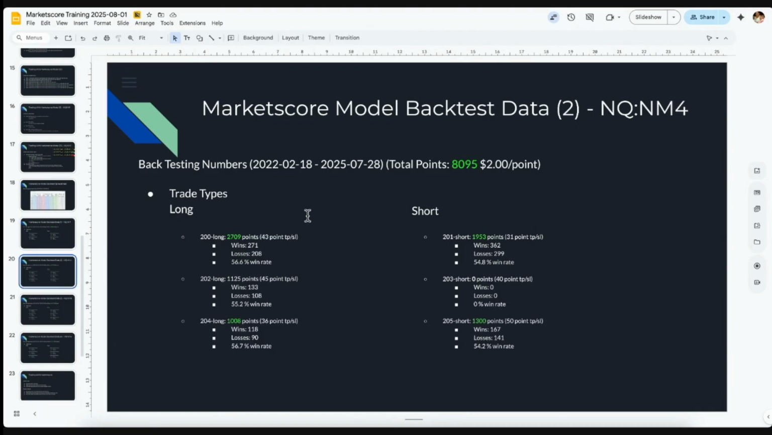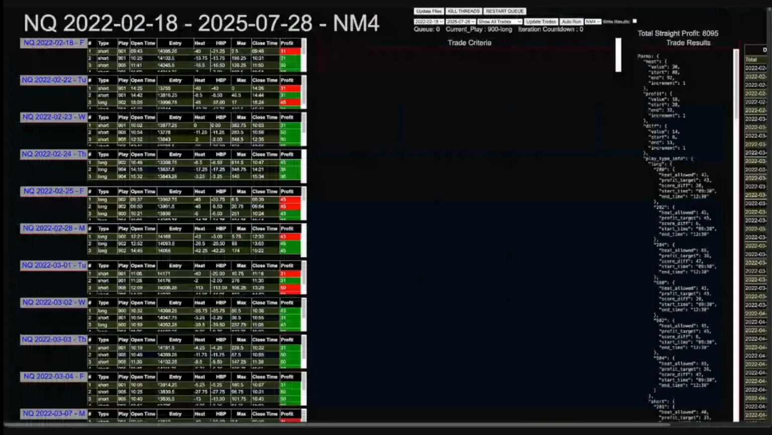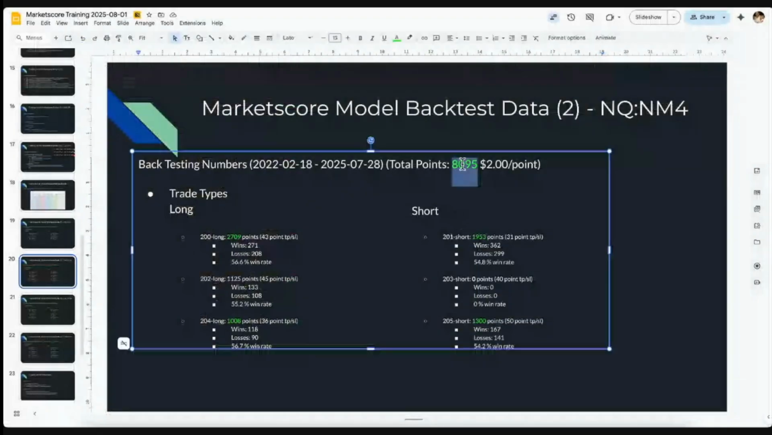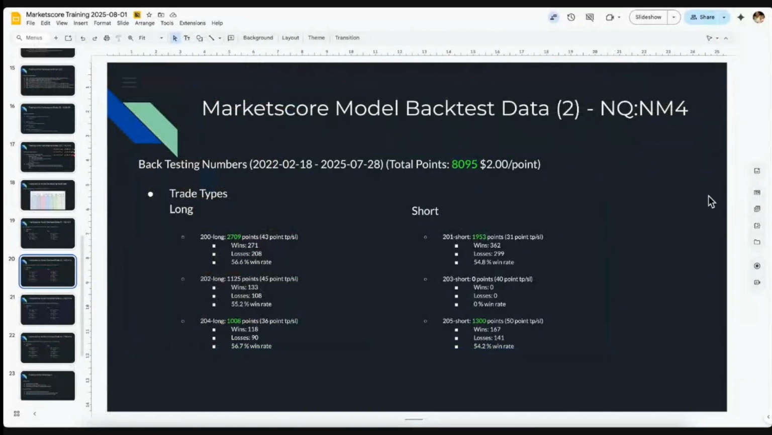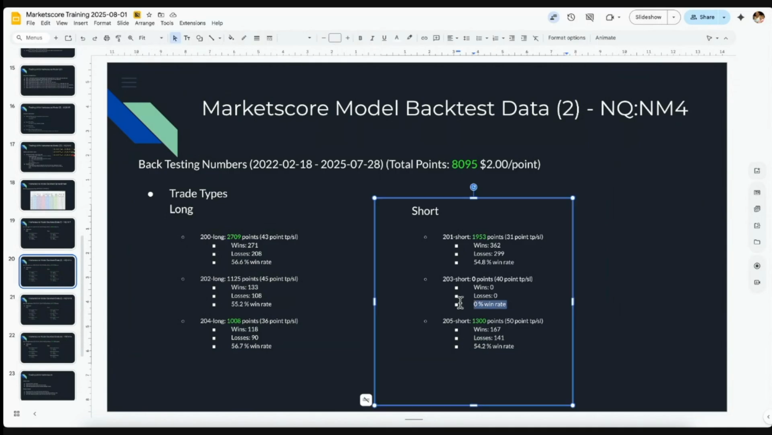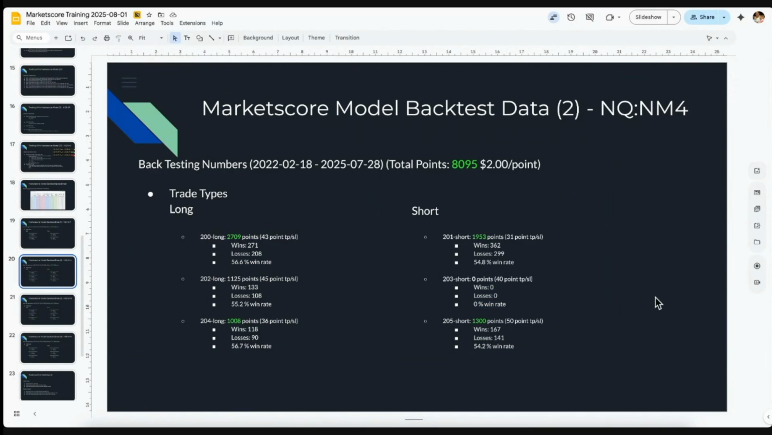We're going to go to the NM4 model. Now, I had already run this, so you can see 895 points. That was the calculation and all of the data associated with that. So 8,095 points, $2 a point. That's 16,000. I'm not going to do it in my head, but it's 16,100 and change. I found with this model, the 202 and 203 aren't really as effective on the NM4, so I just turned them off. You make the majority of the points between the 200, the 201, the 204, and the 205.